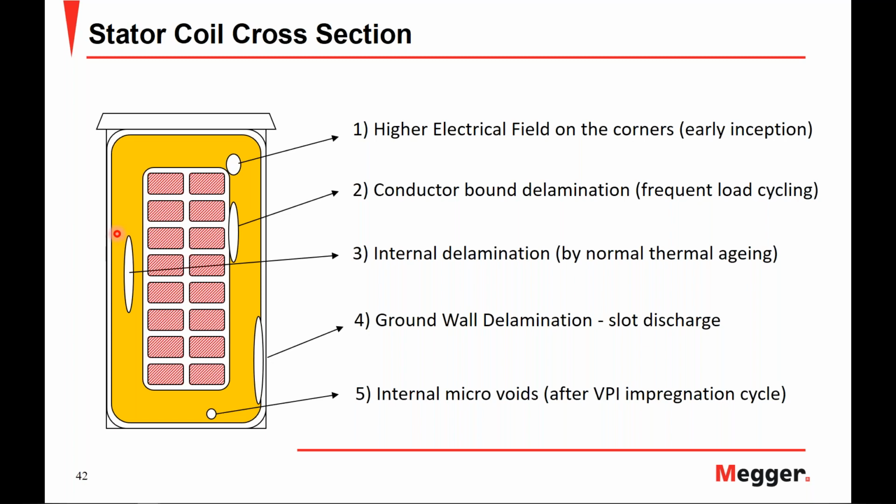In terms of case 3, you have an internal delamination here that's in the main wall insulation and not conductor bound, and this is caused by the normal thermal aging. In terms of case 4, you have a delamination that's located at the slot corona prevention layer that is referred to as the ground wall delamination and results in slot discharges. And finally, case 5 here, you have the case of an internal microvoid that's typical after the VPI impregnation cycle.